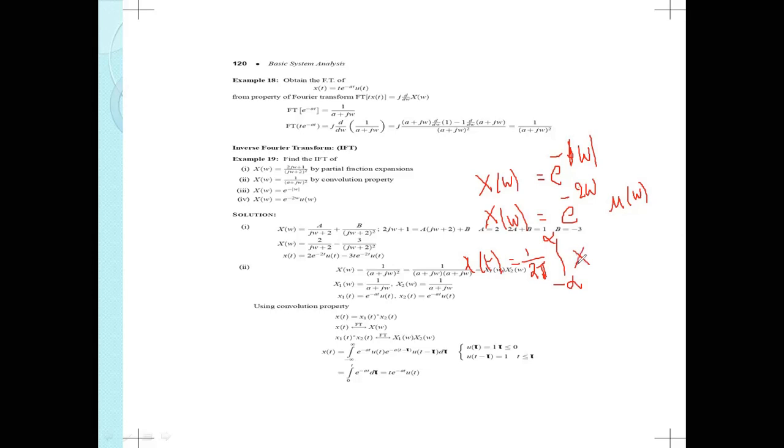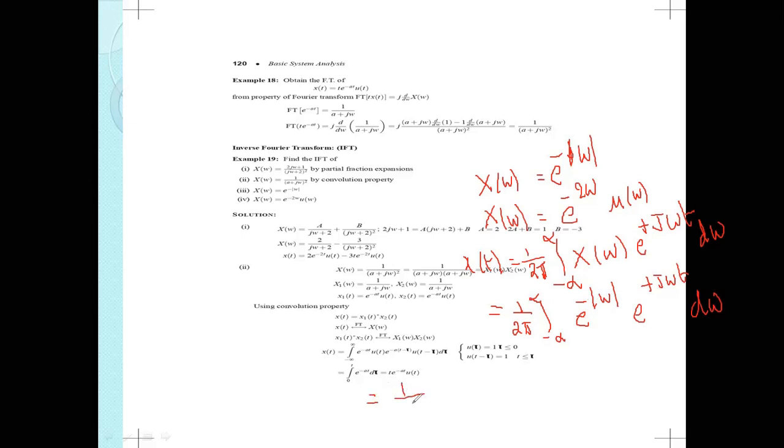The given function x of omega into e power plus j omega t d omega. And 1 by 2 pi, the integral from minus infinity to infinity. What is the x of omega given? E power minus the magnitude of omega, and e power plus j omega t d omega. Got it, my students? Now, whenever omega is a minus value, it becomes a plus, and whenever omega is a plus value, it is a minus value.